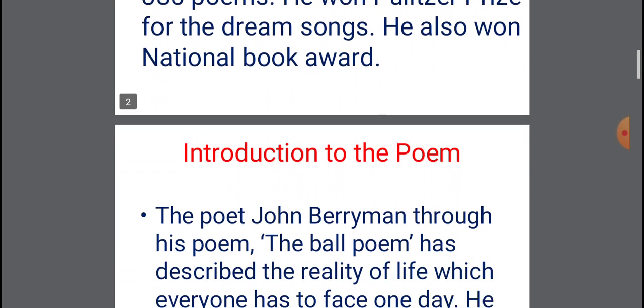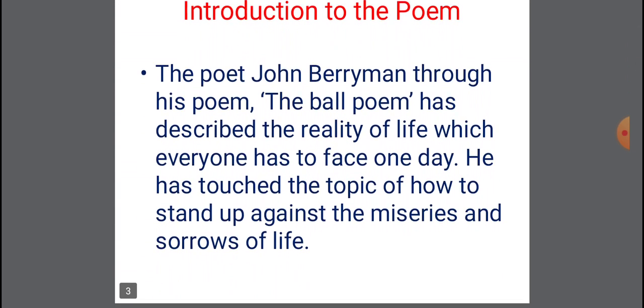Now see the introduction to the poem. The poet John Berryman, through his poem The Ball Poem, has described the reality of life which everyone has to face one day. He has touched the topic of how to stand up against the miseries and sorrows of life.